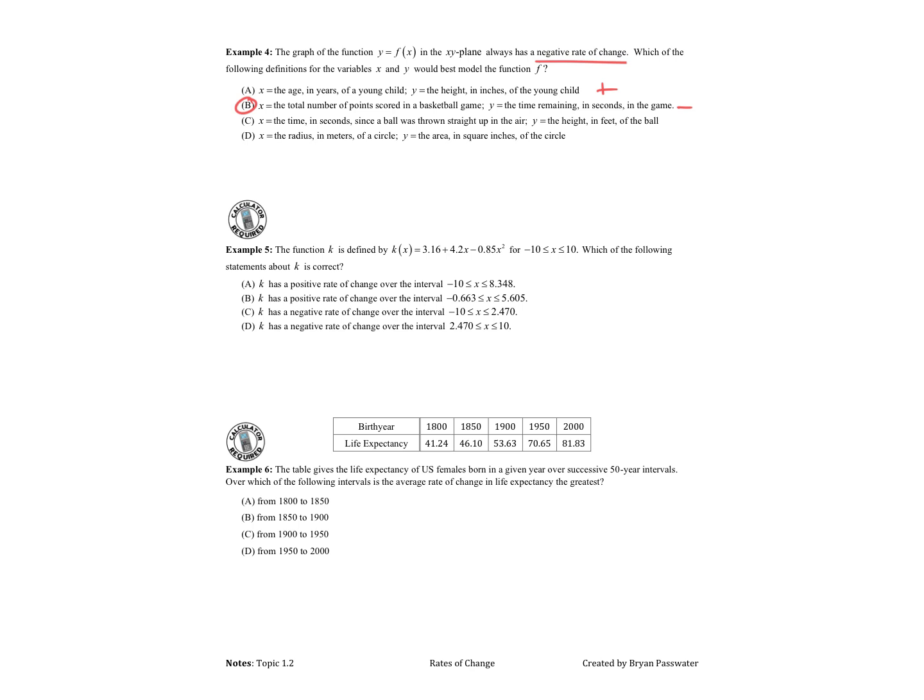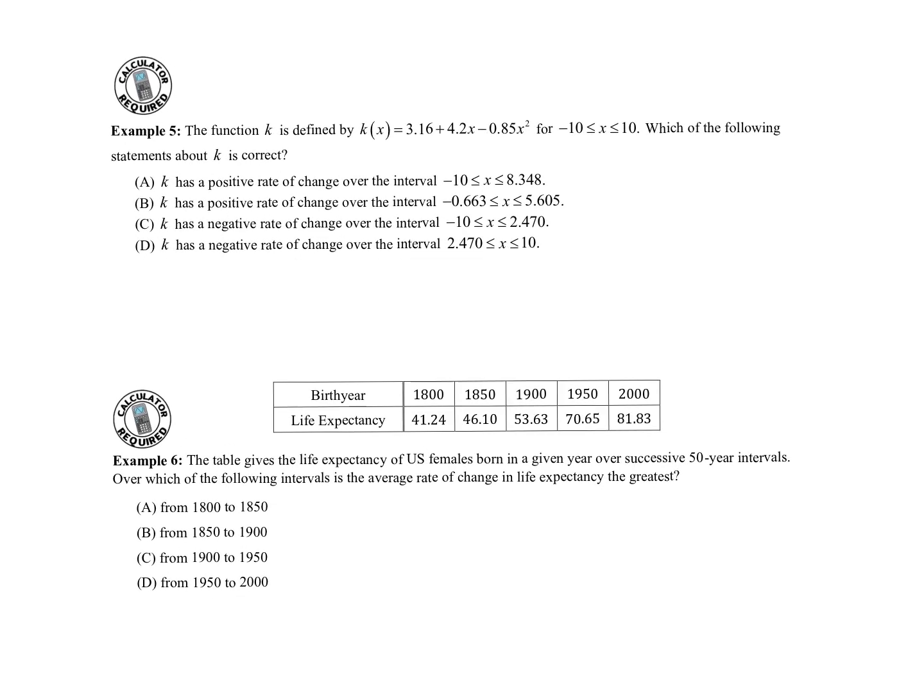All right, and then D, the radius of a circle and then the area of that circle. As the radius gets bigger, what do we know the area is going to also do? Get bigger. All right, so that's a positive rate of change. So that's why. All right, so let's look at number 5. This will require a calculator. All right, here we go.